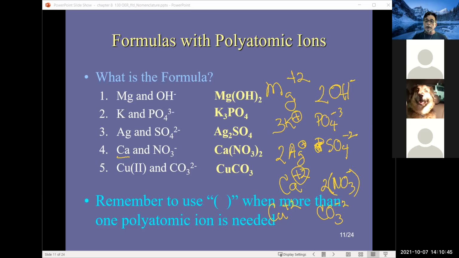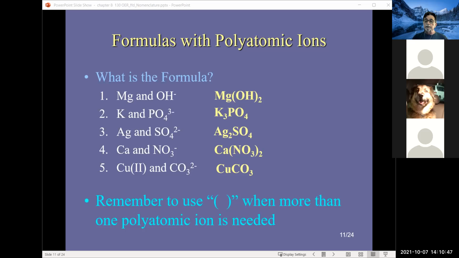Okay. And the thing to take away here is that when it comes to polyatomic ions, when you need more than one, we utilize parentheses, and then the number of how many we need is a subscript. Name-wise, we got magnesium hydroxide.